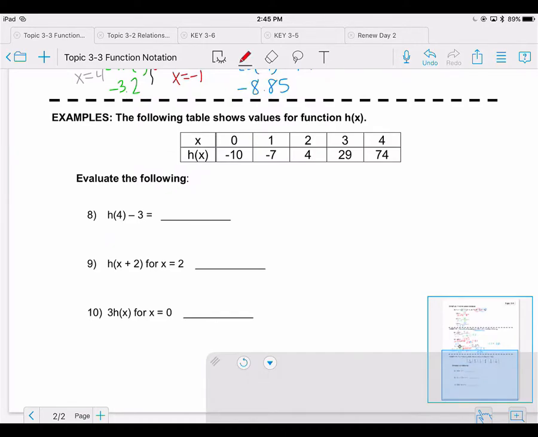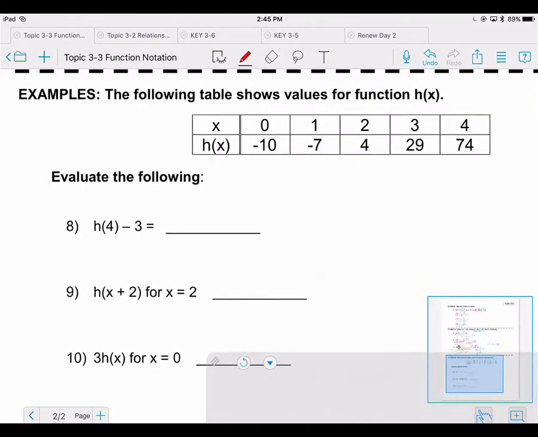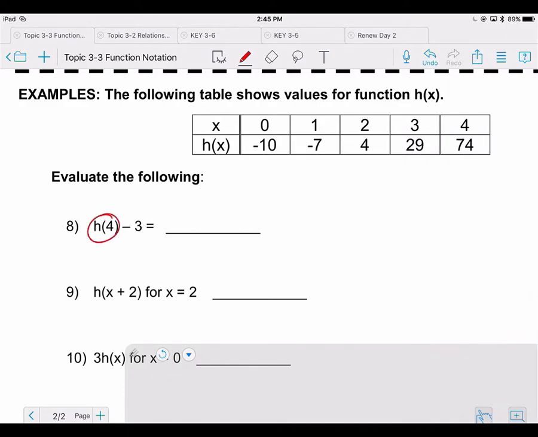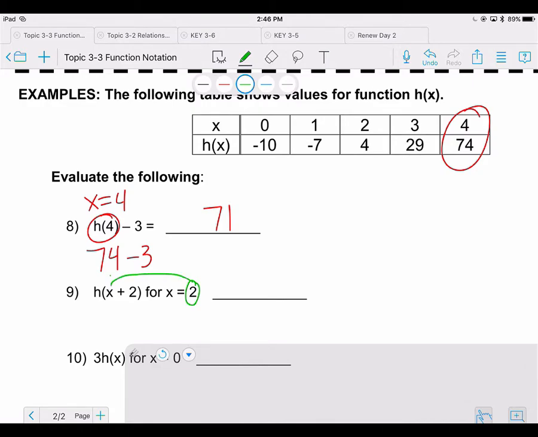On the bottom, this one again, they've given us a table instead of points, but anything on the inside is x. X is always on the inside, and they just want us to take it a tiny bit further this time. H of 4, so when x is 4, y is 74, and then they want us to subtract 3 from that. 74 minus 3 is 71. H of x plus 2 for x equals 2. So h of 2 plus 2 would be h of 4. Again, that would be where x equals 4. So h of 4 when x equals 4 would be 74.